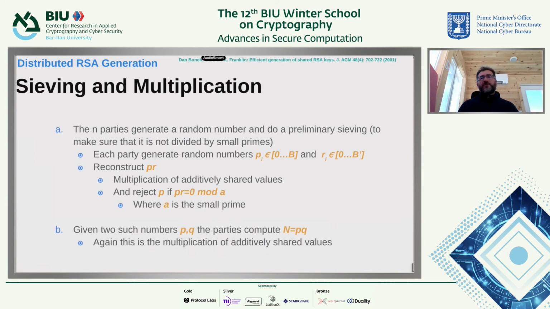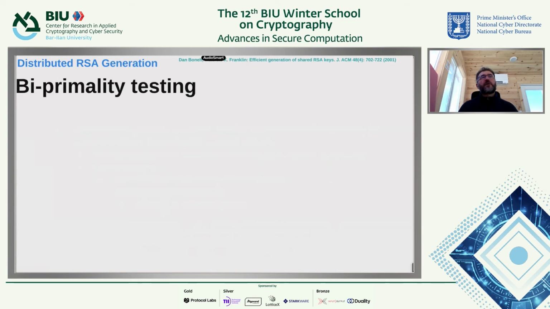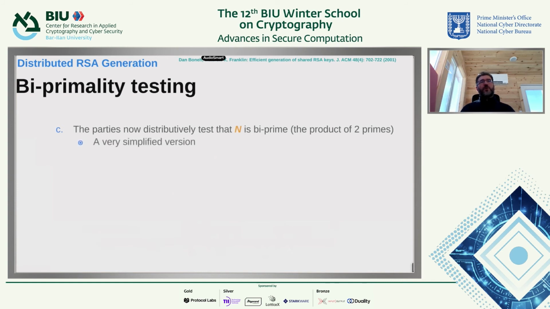So, okay, so we have now an N. What we know about this N is that N is the product of P and Q, and P and Q are not divisible by small primes. Now we want to make sure that P and Q are really primes. So here I'm going to show you a very simplified version of this test. It's called the Jacobi test.